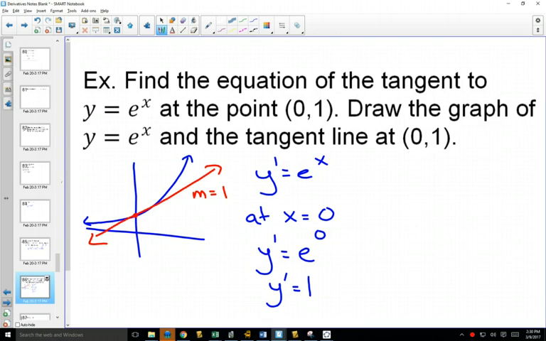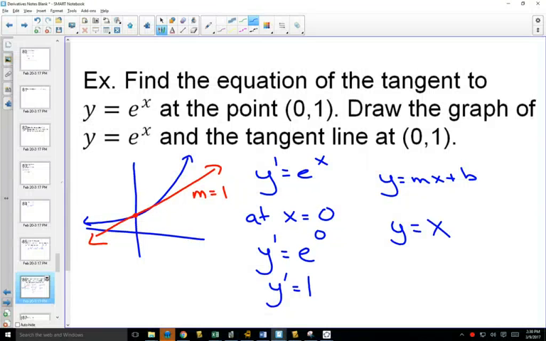So if we wanted to find the equation of this line, y equals mx plus b. We know the slope is 1. We know that the b value is our y-intercept. Well, because we have the point 0, 1, it's already telling us that our b value is 1. So here is the equation of our tangent line.